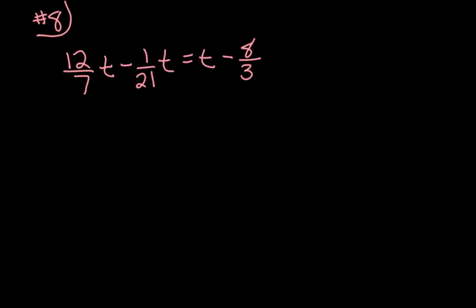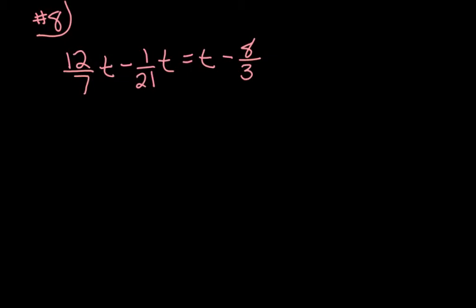Alright, in this problem we need to solve for t. There are multiple ways to do this, but most of you chose to just work straight through it, so I'm going to do it the way that most of you worked through it. So first, I see that on the left side, these two terms, 12/7 t and 1/21 t, are both like terms because they both have a t in them.